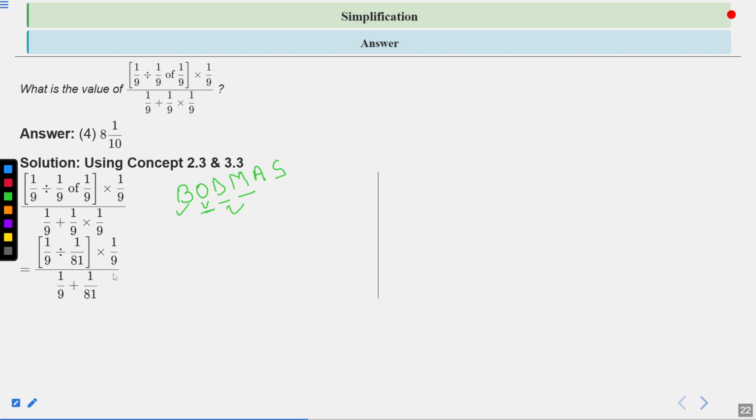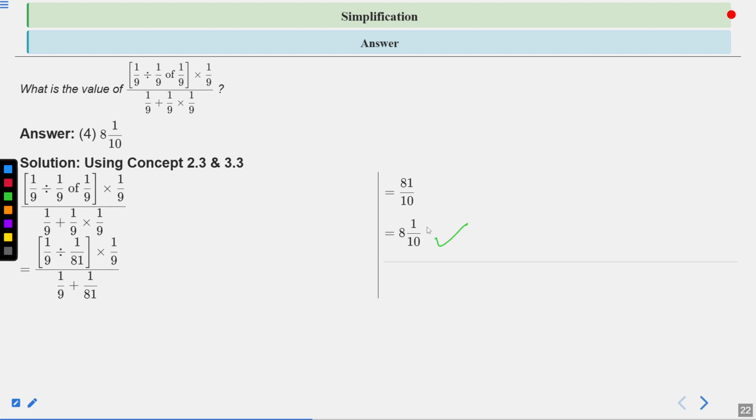Now we can simplify it. When we simplify, what do we get? When we reciprocate it, 1 upon 9 multiplied by 81 upon 9 will become, when we simplify, 81 upon 10. When we divide it, 10 times 8 is 80, so 8 times and 1 will be the remainder. So we can write it in mixed fraction form, 8 and 1 by 10. So the fourth one is the correct answer of this question when we simplify it.